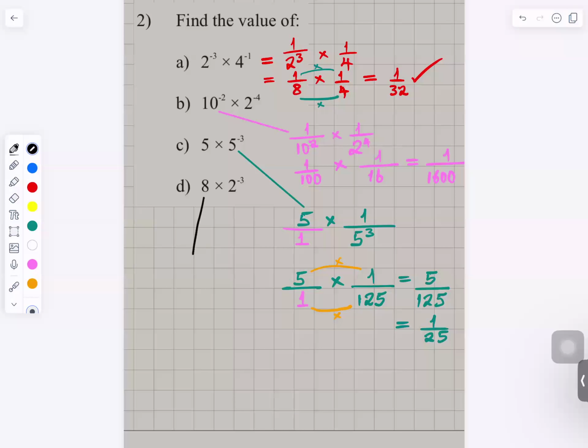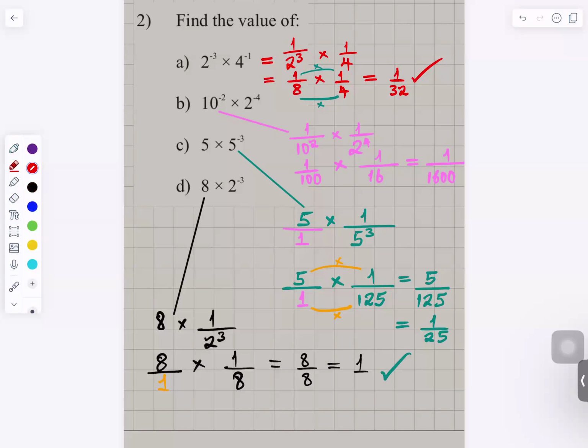And then part D, D for delta, is 8 times 1 over 2 cubed. So it's 8 over 1 times 1 over 8. You multiply the numerators, it becomes 8 over 8. 8 divided by 8 is 1. Or what you can do before, you can just cross out the 8, cross out the 8, and you're left with 1. That's another way to do that.